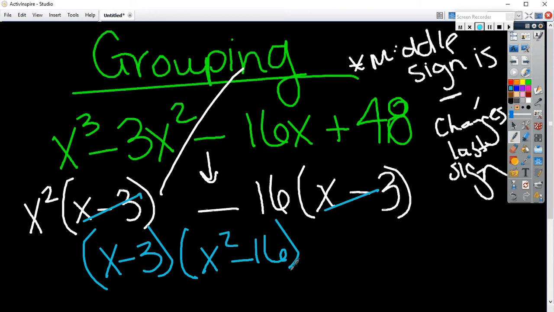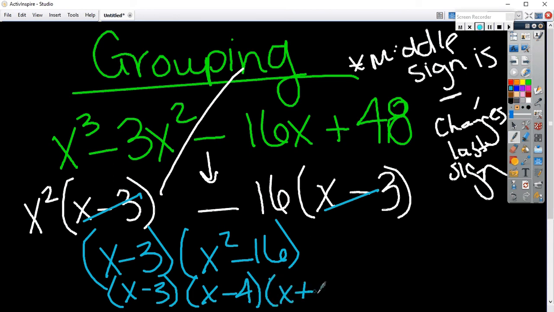Can I factor it any further? Do you see it? Several of you are going, I see it. What do you see? Perfect. Difference of 2 squares. How does difference of 2 squares factor? It goes x minus 4 times x plus 4. Now you are done. Once none of the parentheses factor any further, you're done and you stop.